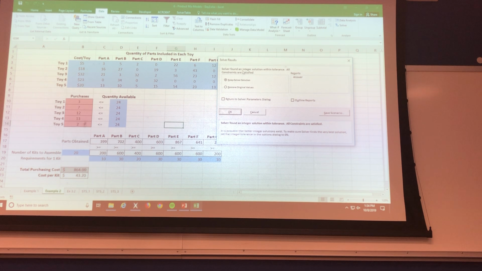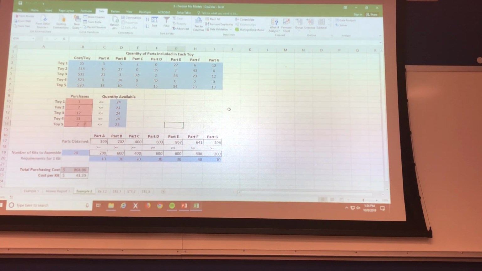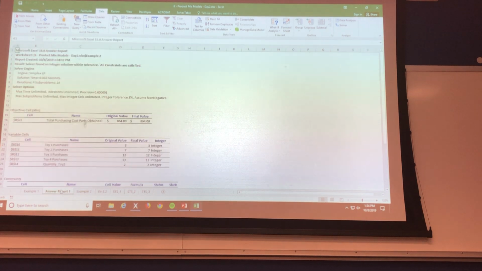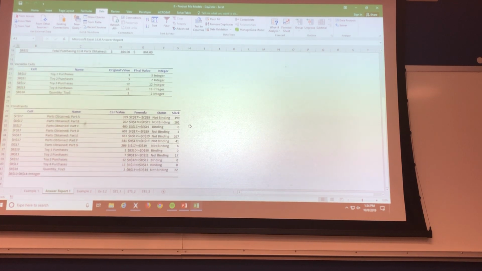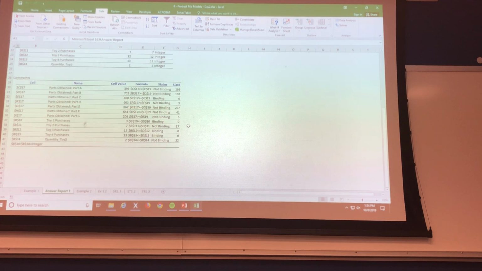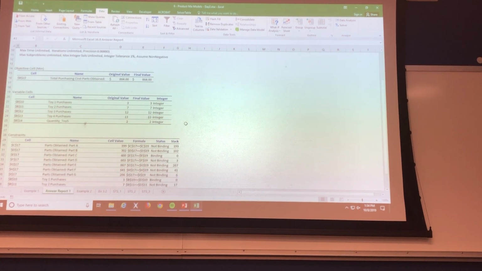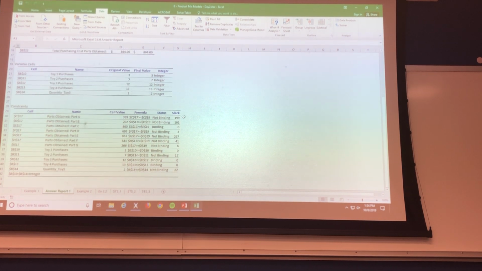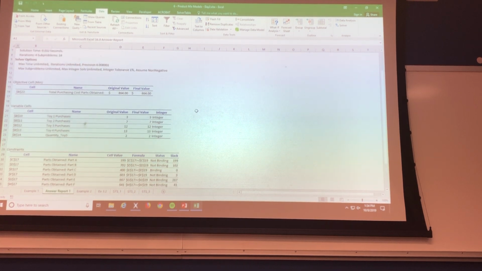I would have thought I would have had more than this, but anyway, the answer report there, when you click OK on it, opens up a new little answer report. There's another report that I'm looking for. Oh well, this is the answer report that you get that tells you what's binding, what's not binding.